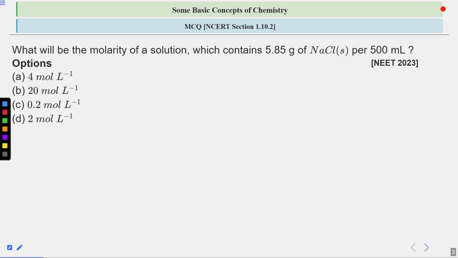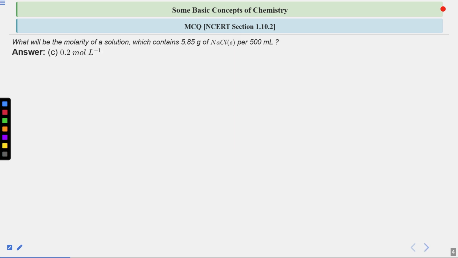Your first question is, what will be the molarity of a solution which contains 5.85 gram of NaCl per 500 ml? So, your time to solve this question starts now. So, it's a very simple question. You just have to calculate the molarity. Okay. So, let us see the correct answer. Correct answer will be C, 0.2 mole per liter.